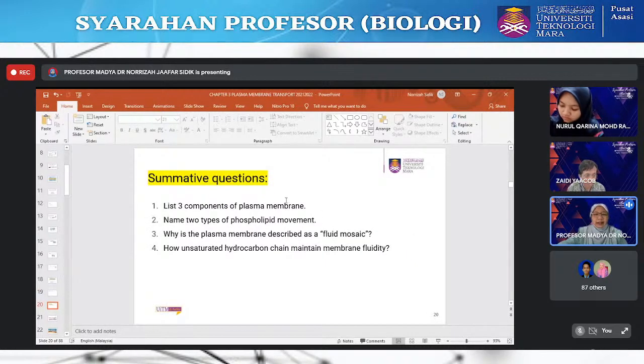So this is the last slide for part 1. There are some questions. The first one is: list 3 components of the plasma membrane. The second question is: name 2 types of phospholipid movement. The third one is: why is the plasma membrane described as a fluid mosaic? The last question is: how does the unsaturated hydrocarbon chain maintain membrane fluidity?